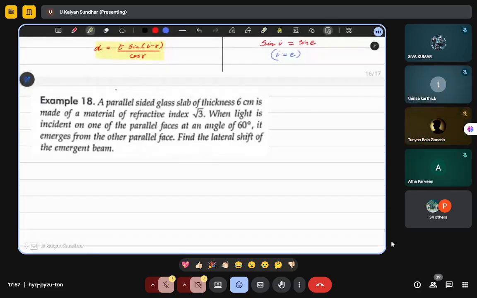So you have got the thickness, and the incidence angle is given. The only thing is, we first have to find R. The refraction angle is not directly given. How do you find this out?